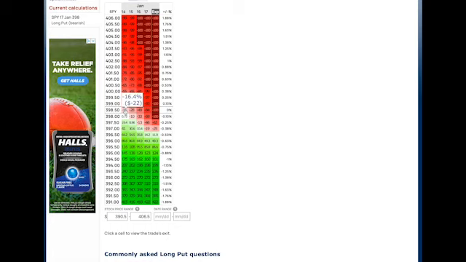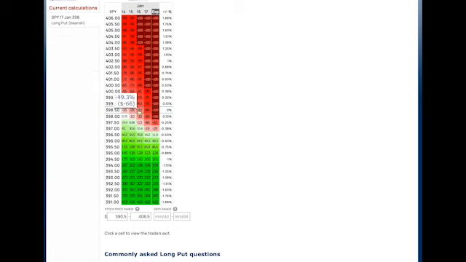Obviously, remember that when you're trading options, you don't want to hold the contract unless it's a long position. If it's a short position, you want to buy it, sell it, flip it, just like that quickly.